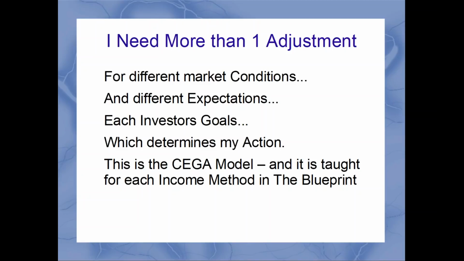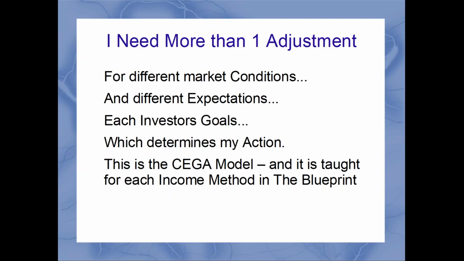But one adjustment, just averaging down with the stock position if it falls, or rolling down the call in my covered call a few months out in time to sort of try to hedge the loss I'm taking. Okay? I need more than one adjustment to meet my goals because there's different market conditions, because there's different expectations after a market event, and we all might have subtly different goals.